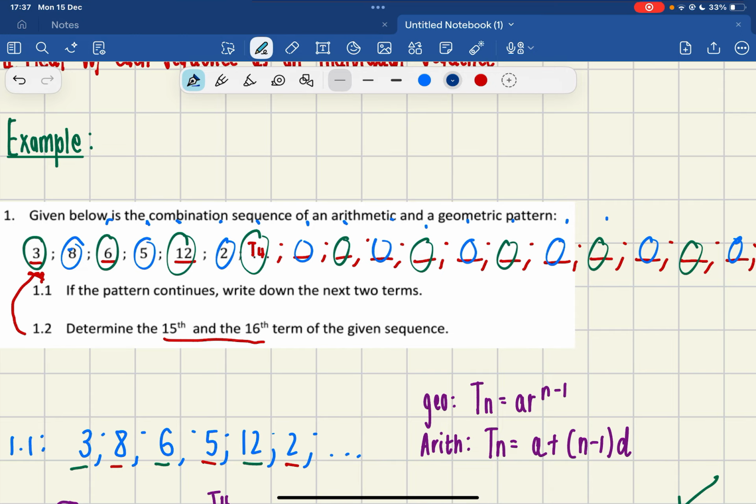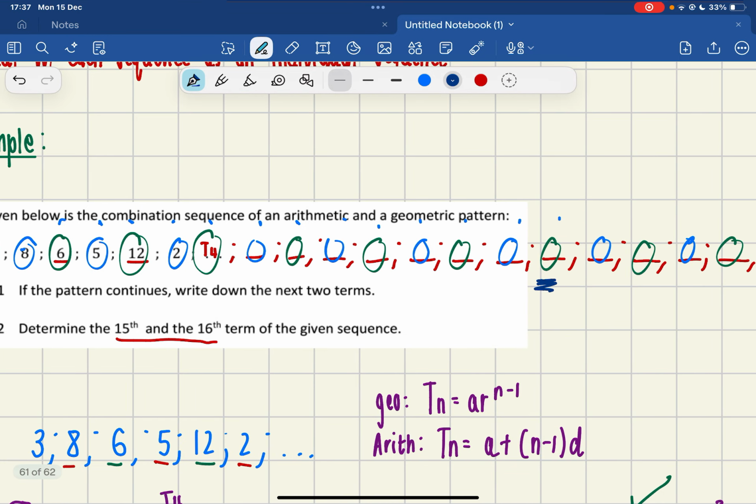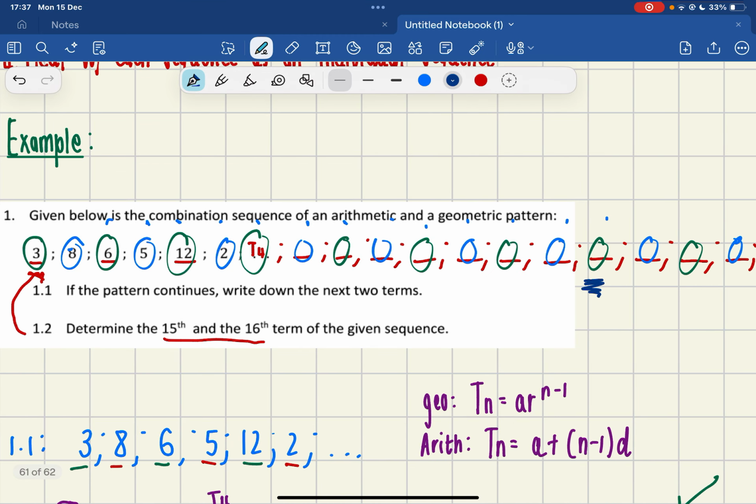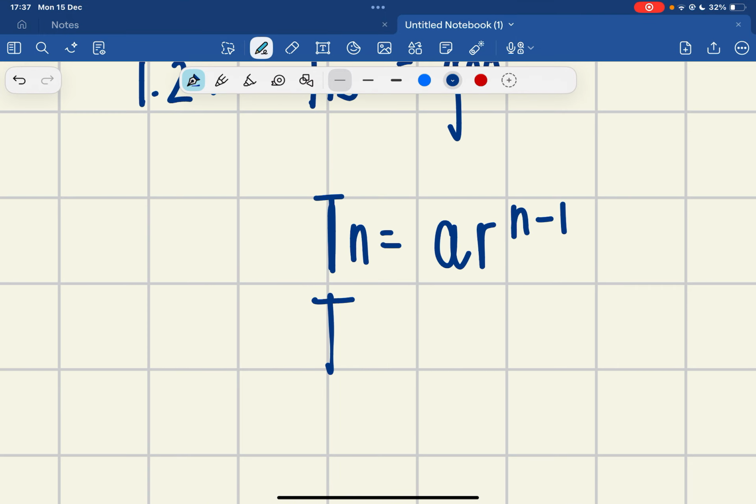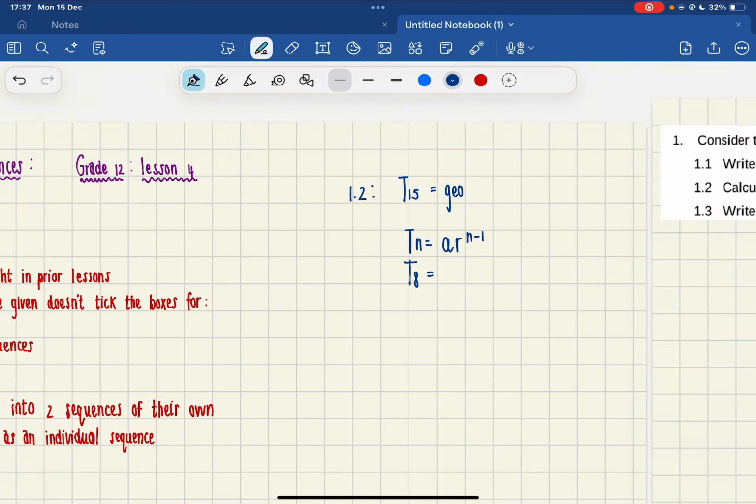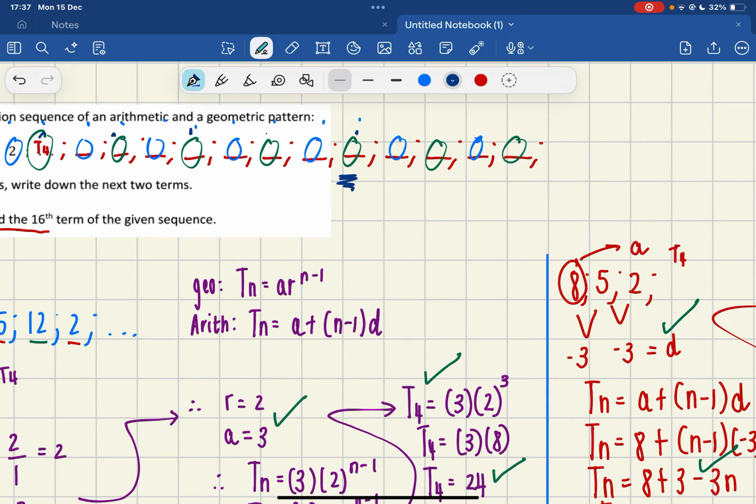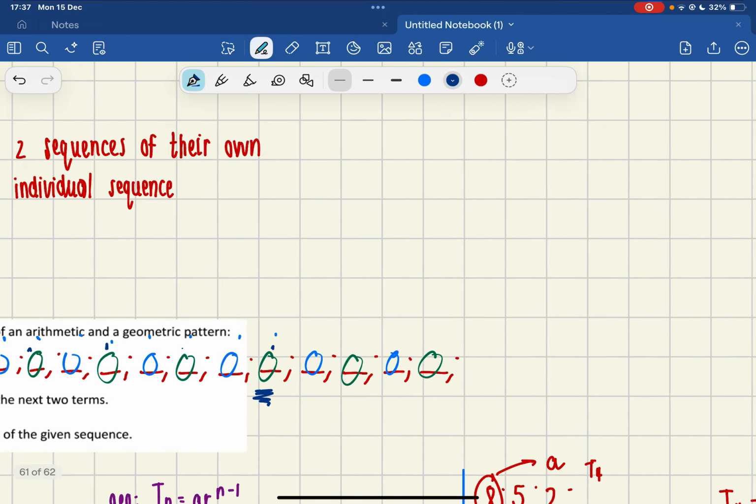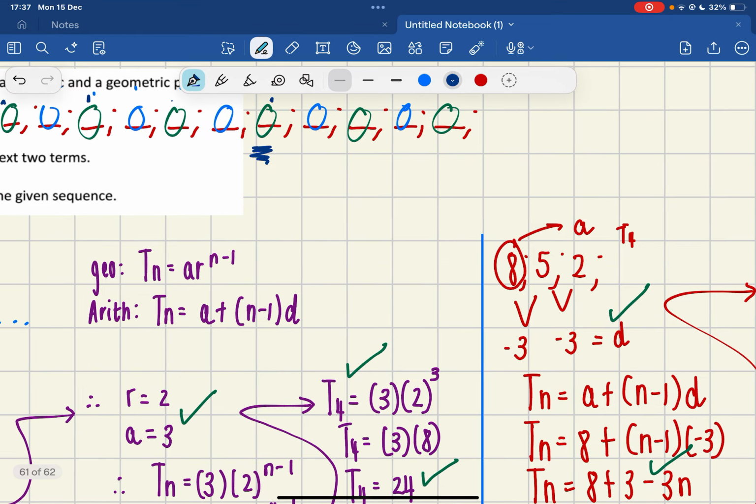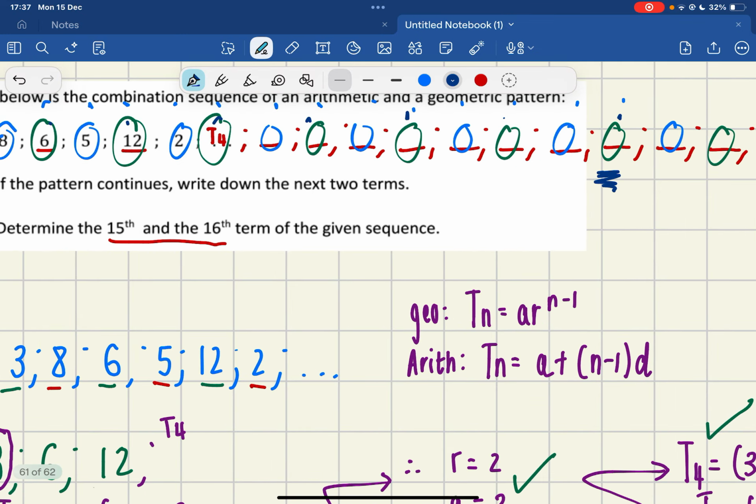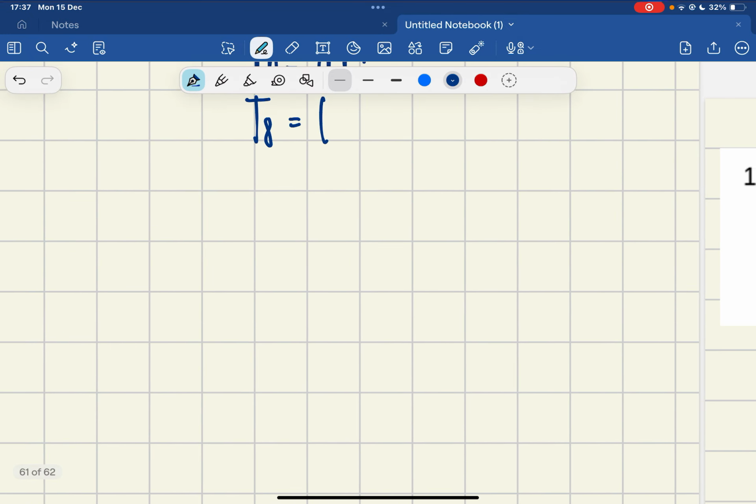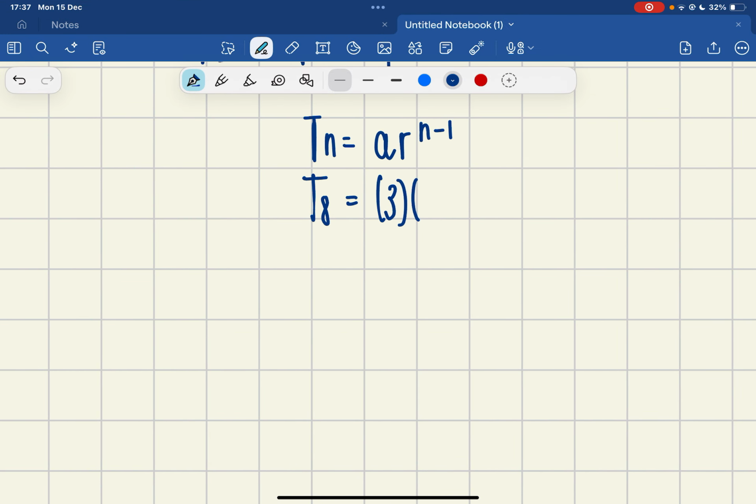So let's see. We said that 15 ends here, right? So this is our 15th term. So let's see what term it would be. 1, 2, 3, 4, 5, 6, 7, 8. So it would be T8 in our geometric sequence formula. So that would be T8 is equal to, let's just see what our a value here was. It's 3. And we know that our r value was 2.